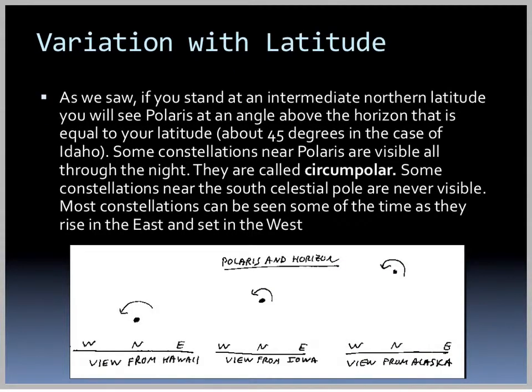If you stand at an intermediate northern latitude, you're going to see Polaris at some angle above the horizon that's equal to your latitude. Some constellations near Polaris are visible all through the night. They're called circumpolar. The Big Dipper is a circumpolar constellation at our latitude. Some constellations near the south celestial pole are never visible. Most constellations can be seen some of the time as they rise in the east and set in the west.